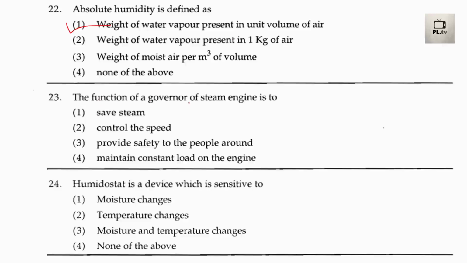Next question: the function of the governor of a steam engine is to save the steam, control the speed, provide safety to the people around, or maintain a constant load on the engine. The correct option is control the speed. Basically we use a governor to increase or decrease the speed. Whenever the engine is under load, the governor will increase the speed, and whenever the speed of the engine exceeds the limit, the governor will reduce the speed. A hygrostat is a device which is sensitive to, the correct answer is moisture changes.